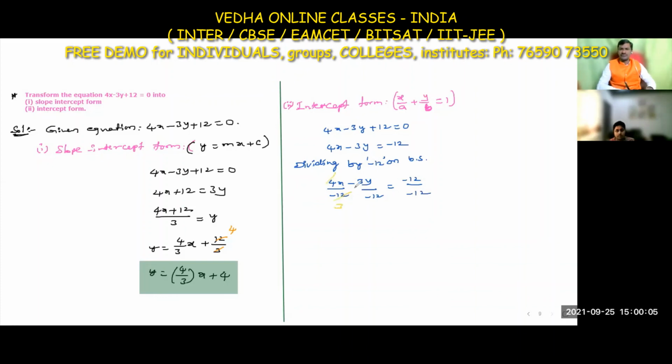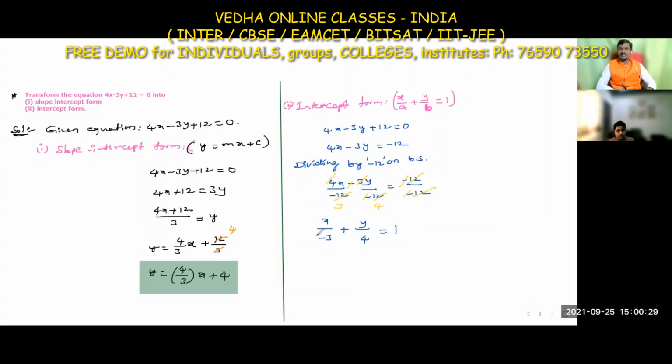4 ones are 4, 3 ones are 3, 4 times. 12 12 cancel, minus minus cancel. Here also we can cancel the minus minus. So what is remaining? x divided by minus 3 plus y divided by 4 is equal to plus 1. Always we get plus 1 here.